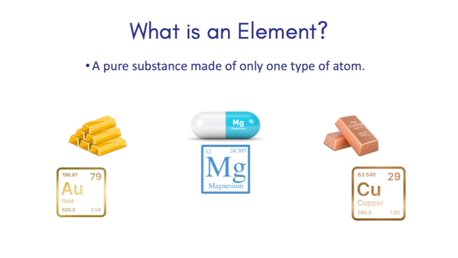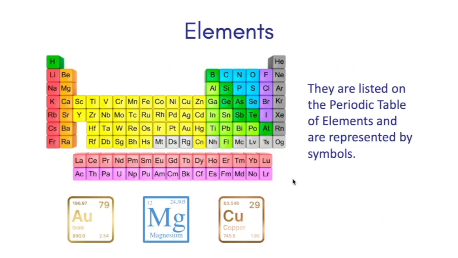Let's talk about the difference between an element, a molecule, and a compound. All three of these are types of pure substances, but an element is only one type of atom, and these are found on the periodic table: gold, magnesium, and copper. So if it appears on a periodic table, it is an element.